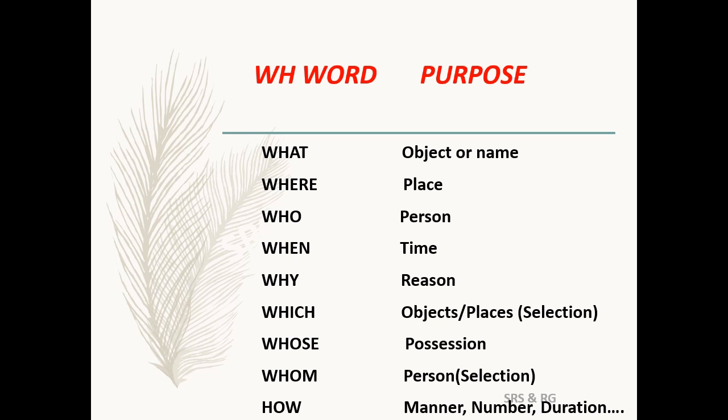To get information about manner, number and duration, we must select how. How did the accident happen? How many brothers have you? And how long did you meditate? So, we must keep these points in our mind. We must select the appropriate WH word to frame a meaningful WH question. After knowing this, let's know the structure of a WH question in the next slide.